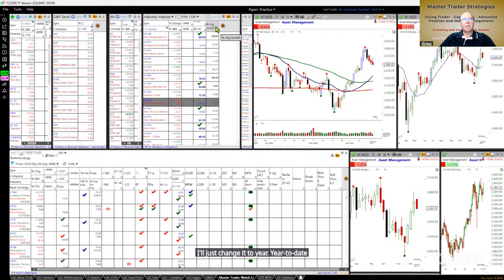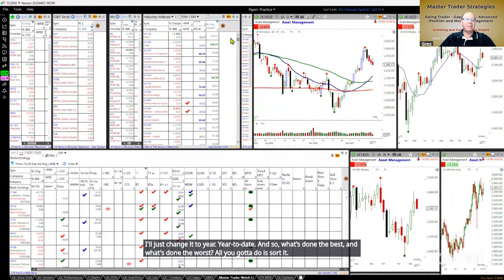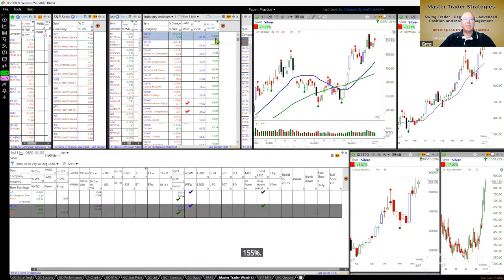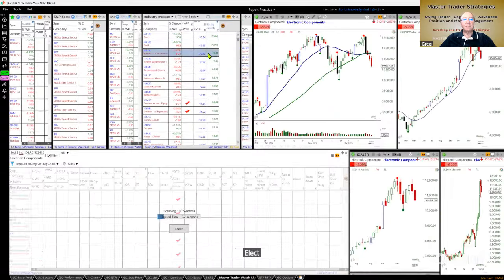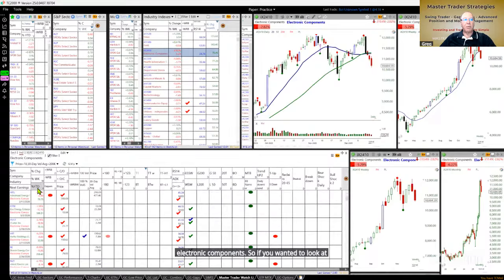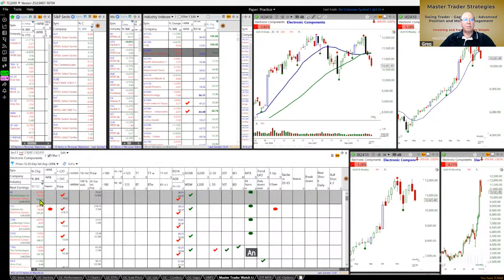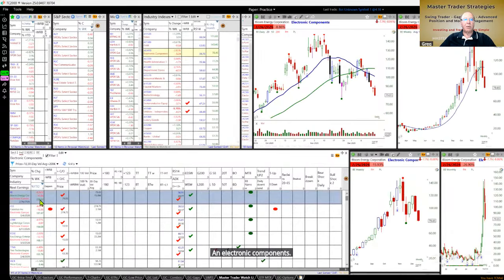And so what's done the best and what's done the worst? All we got to do is sort it. What's done the best? Silver, 155% up this year, followed by gold, electronic components. So if you wanted to look at electronic components, you can go in here and say, well, which done the best on the year in electronic components? And that would be BE, which is now correcting.